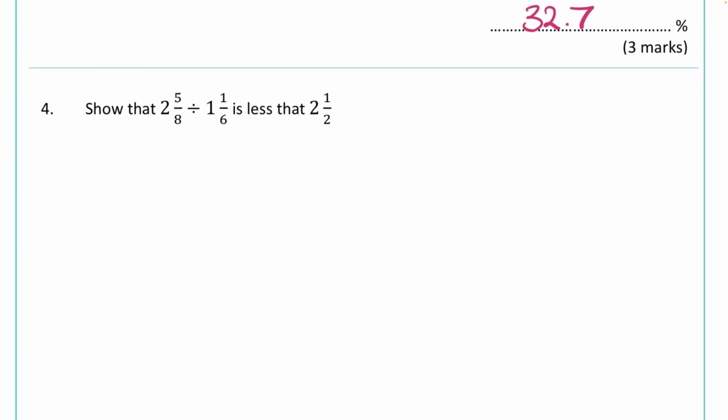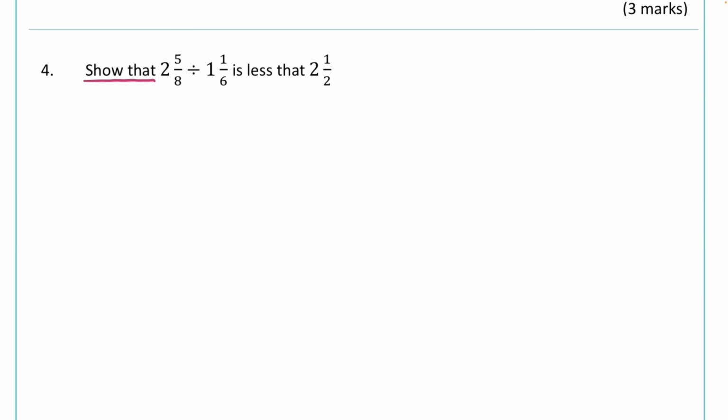Our next question is looking at fractions, but it's a show that question, which does mean I need to do this using a non-calculator method. So for the first one, we will convert that to an improper fraction. 2 times 8 is 16, plus the 5 is 21 over 8. The next one, 1 1/6. 1 times 6 add 1 is 7 over 6, and we're dividing these fractions.